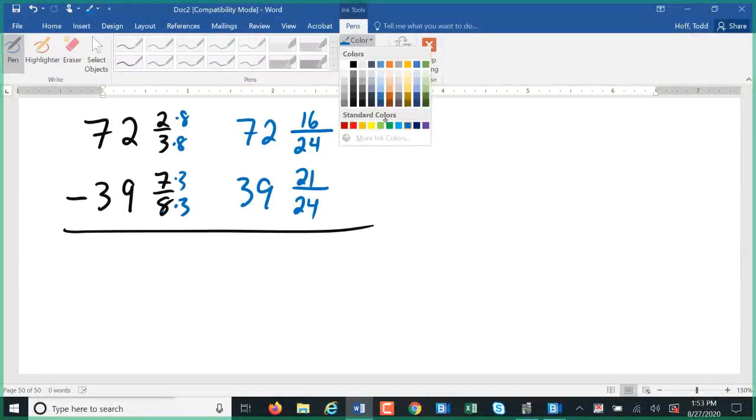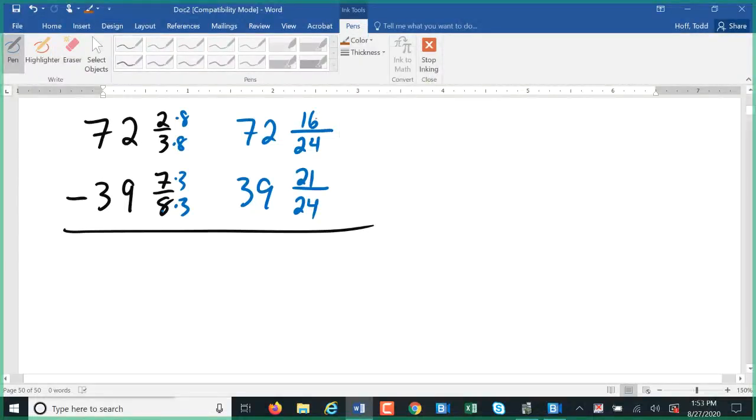Now we go to subtract here. 16 24ths minus 21 24ths can't be done. We have to borrow from the 2. That's going to become a 1. Well, that 1 that we borrowed has 24 pieces in it. So we add 24 to the 16. That's 40 24ths. Now we subtract: 40 24ths minus 21 24ths is 19 24ths.